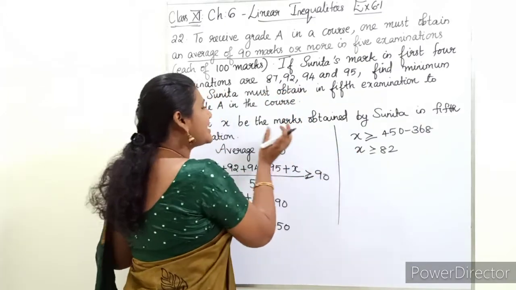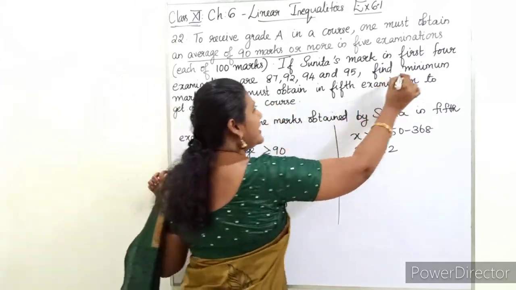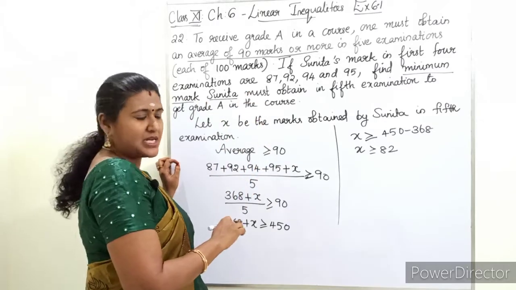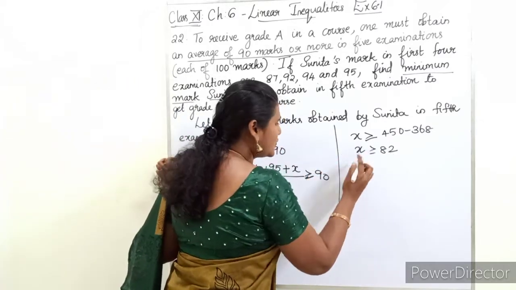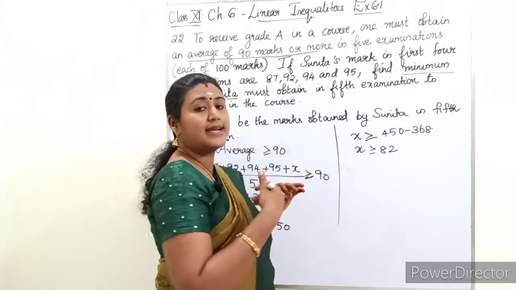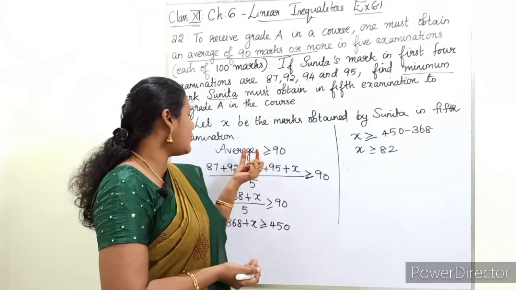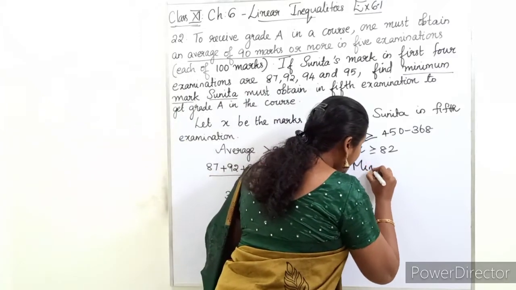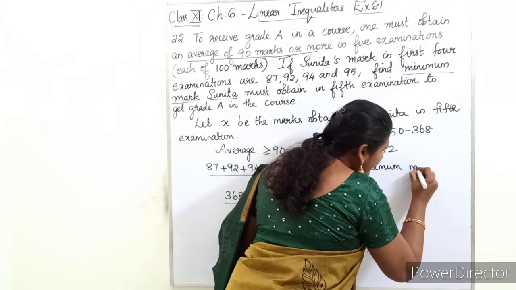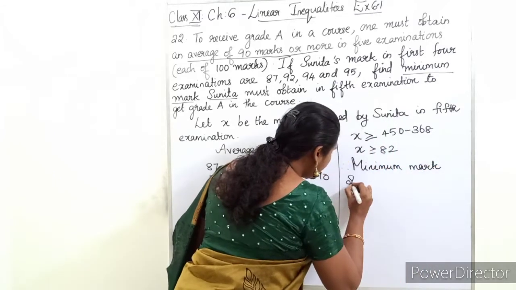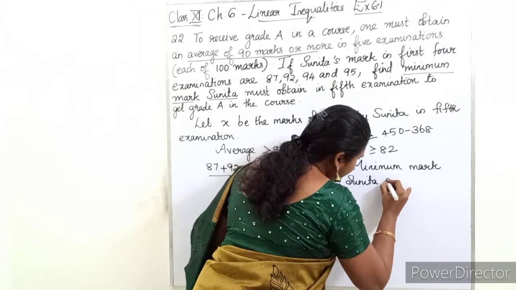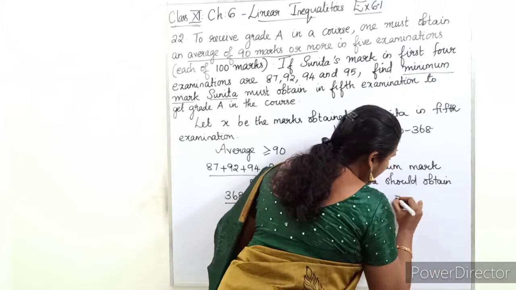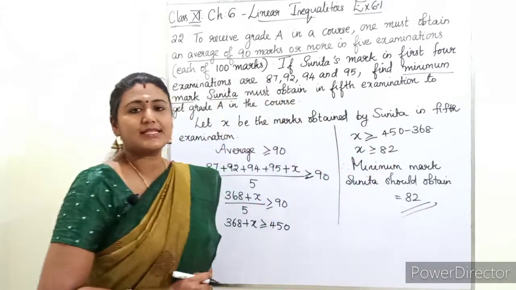So what is its meaning? What is the minimum mark Sunitha should get in the 5th examination? So what is the minimum mark? 82. Therefore, the mark should be greater than or equal to 82. Then only the average will be more than 90. Okay, so the minimum mark Sunitha should obtain is equal to 82. Okay. So this is how you have to do.